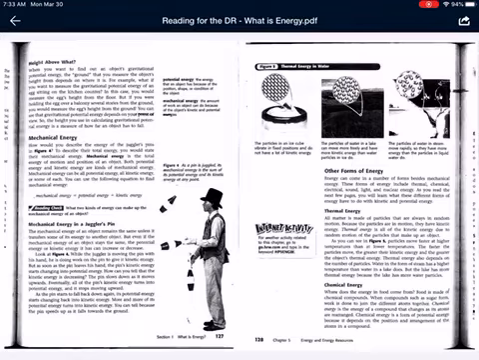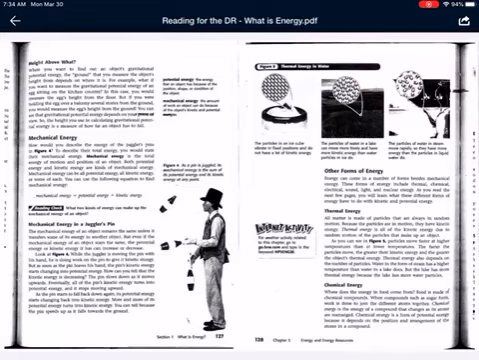Page 128. Energy can come in a number of forms besides mechanical energy. These forms of energy include thermal, chemical, electric, sound, and nuclear energy. As you read the next few pages, you will learn that these different forms of energy have to do with kinetic and potential energy.